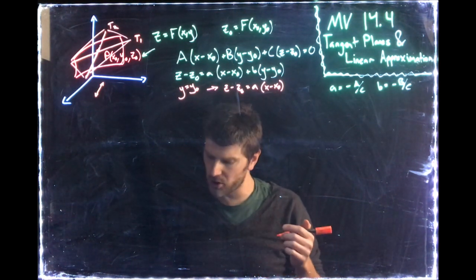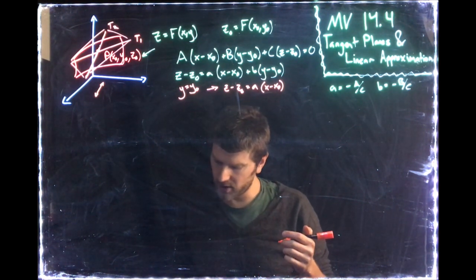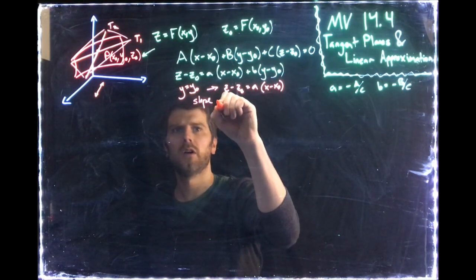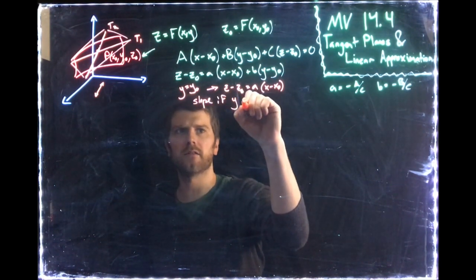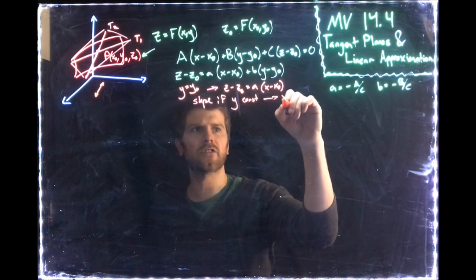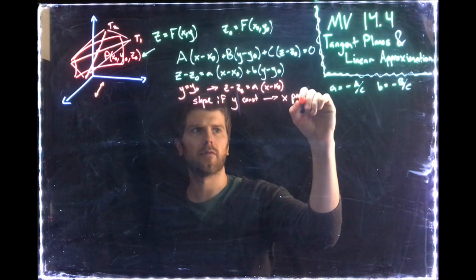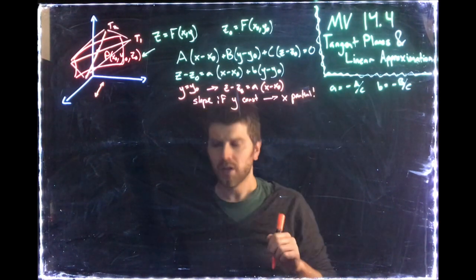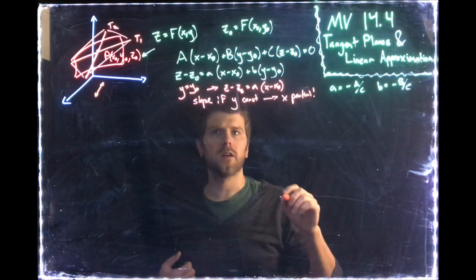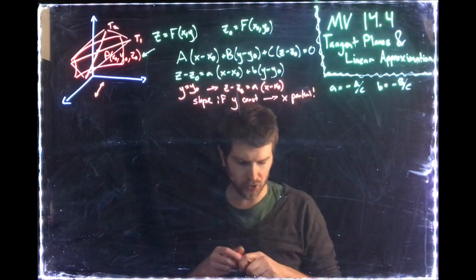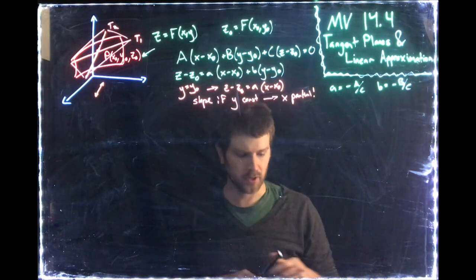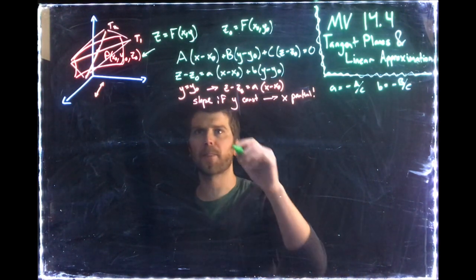Because if I change x, I multiply that by a and I get some response in z. Well, we already know what a slope is. This is the slope if I hold y constant but let x change. Well, we know what that is. That's our x partial derivative. And similarly, b is going to be our y partial derivative. So we can actually write a very important little equation here. We can rewrite this way.